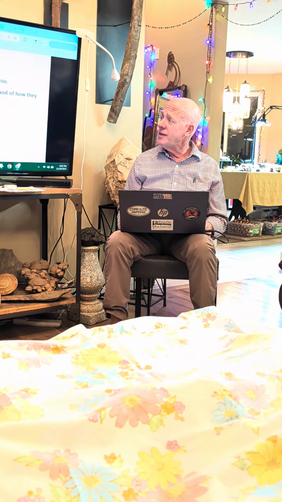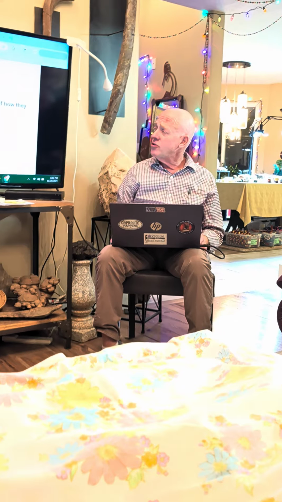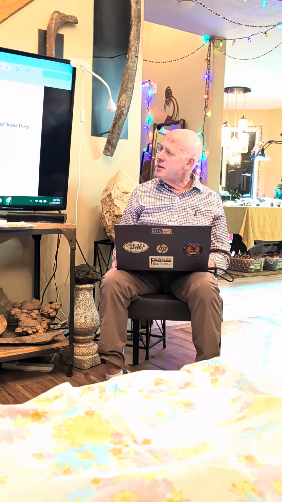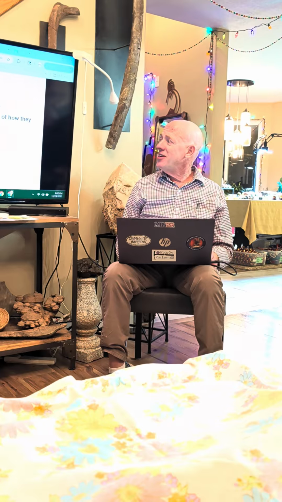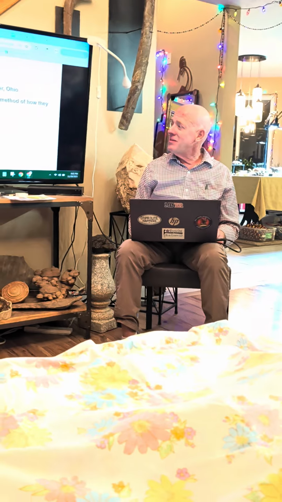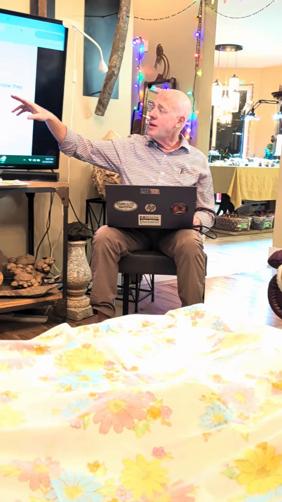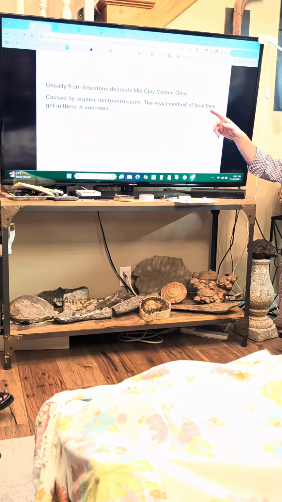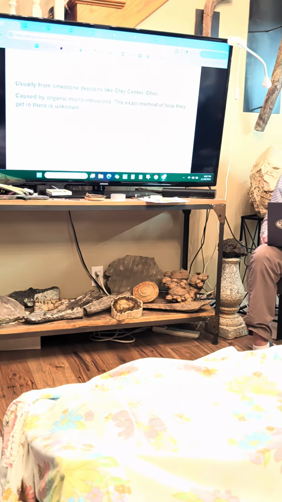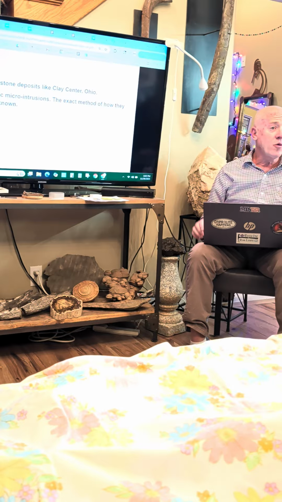Pale yellow to white. I tried doing white up there, but you couldn't read it. Go figure. Almost always the pale yellow and the whites come from limestone type deposits. Clay Center in Ohio is famous for those. And the inclusion that's in there is organic material.